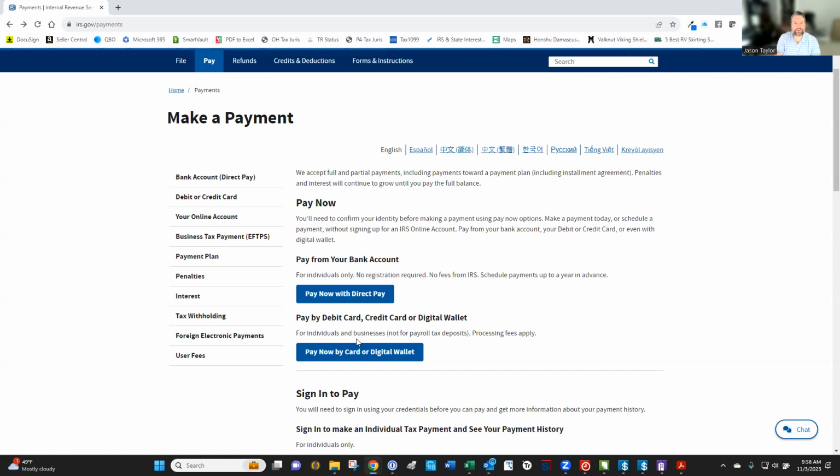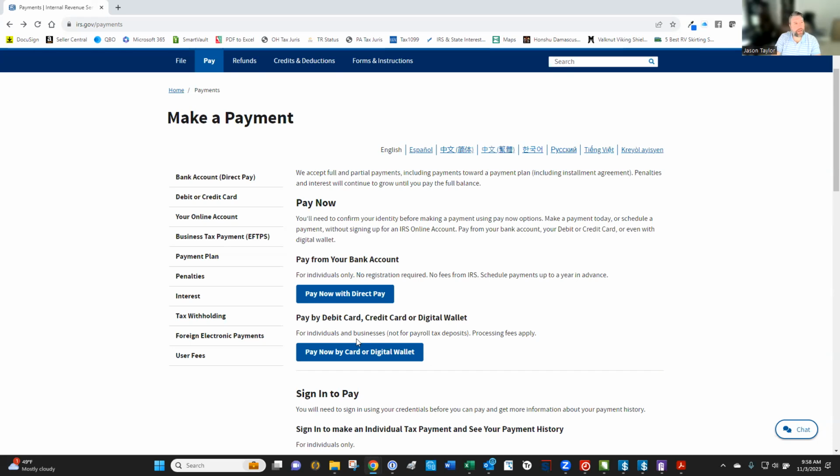But don't actually set up a payment plan, because with the payment plan, you're just going to get charged interest too, the same amount of interest you're going to get charged if you don't set up a payment plan. So just go ahead and make payments. Typically that'll keep the IRS off your back. They won't send you to collections because they see you making payments. They see money coming in.